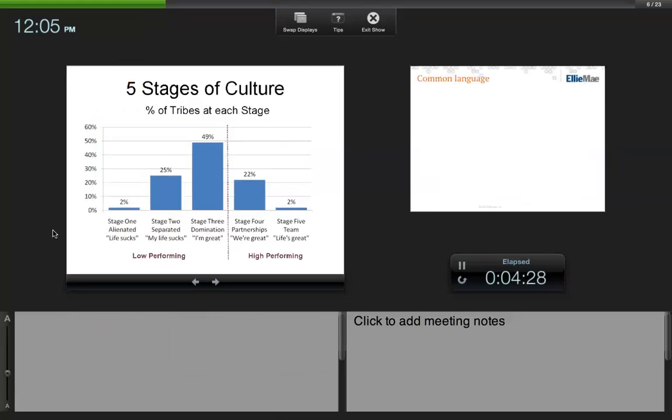So let's dig into the 5 stages, which I talked about. This adds up to 100%, of course. Stage 1 teams, their language is life sucks for everybody. Nobody has it better. Life is just terrible. Luckily, only 2% of the teams or people are at that level, because it's hard to get hired if you go in with that attitude. So they don't get hired often.